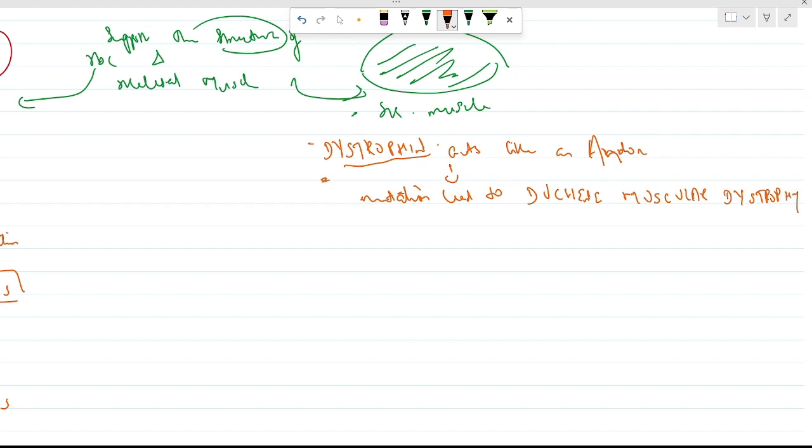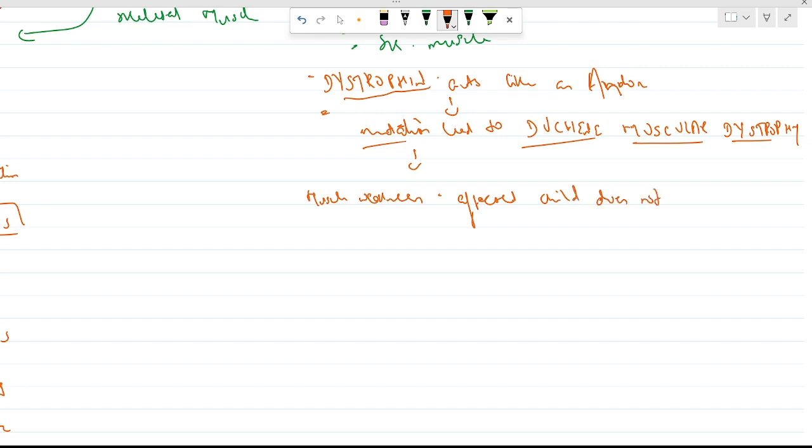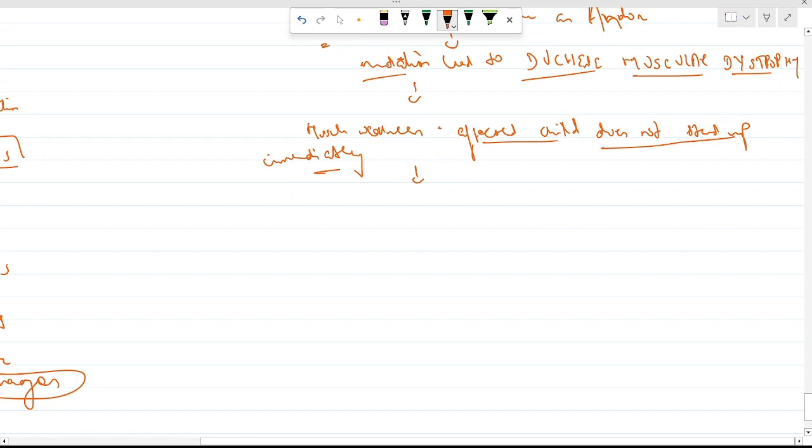As the name suggests, dystrophin, its mutation leads to Duchenne muscular dystrophy. Duchenne muscular dystrophy features are muscle weakness. Obviously, as an important protein, its mutation leads to muscle weakness, especially in the children. The affected child does not stand up immediately. This is an important feature. When we ask the child to stand up on its own, it does not stand up immediately.